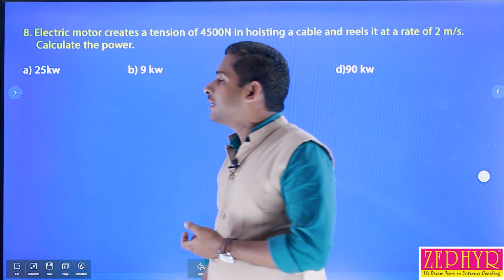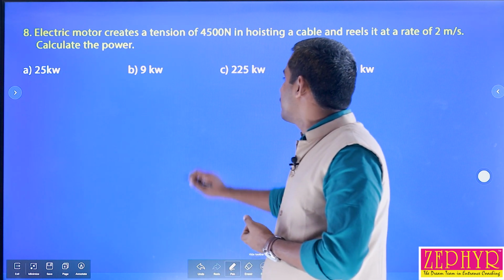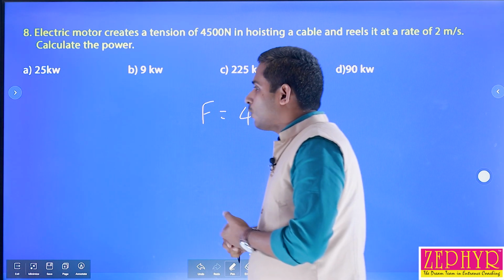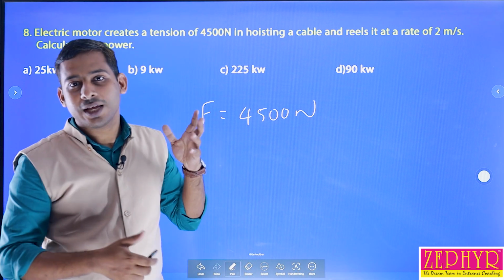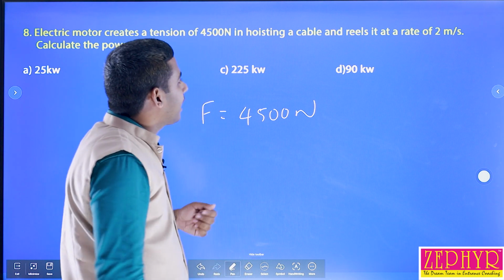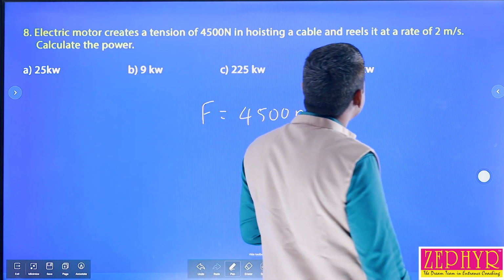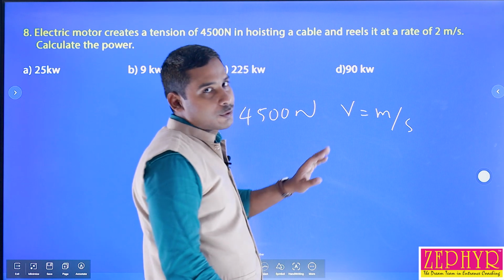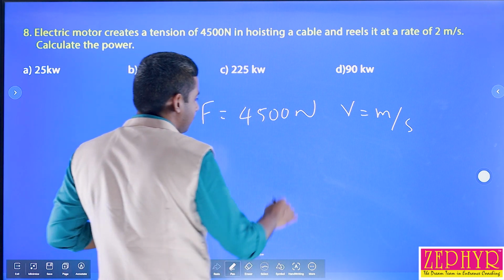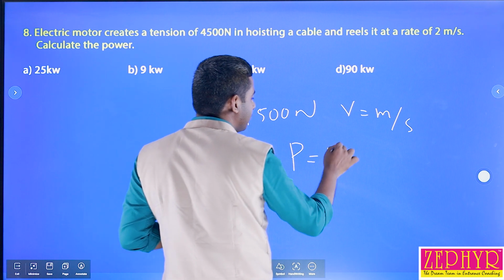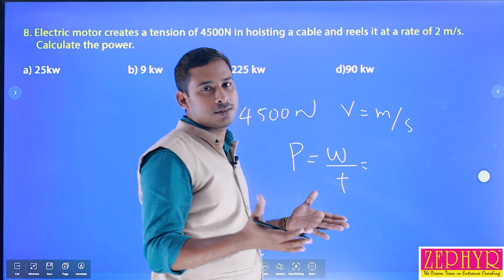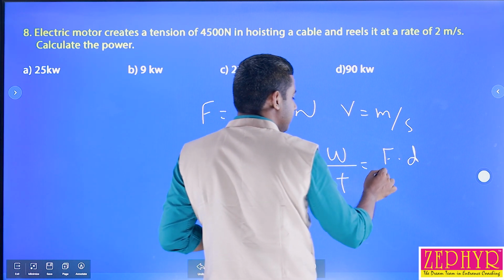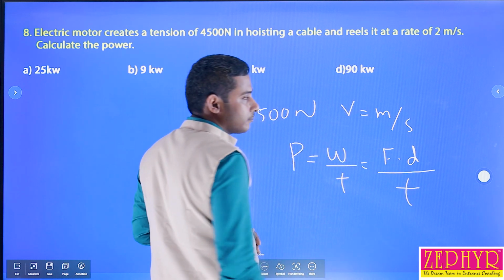Next question: an electric motor creates a tension force of 4500 Newton in hoisting a cable and reels it at a rate of 2 meter per second. So, based on the SI unit we can say that is velocity or speed, right. Calculate the power. Students, it is very easy. We have power = work by time. What is work? Tell me. Work is nothing but force × distance, then that divided by time.